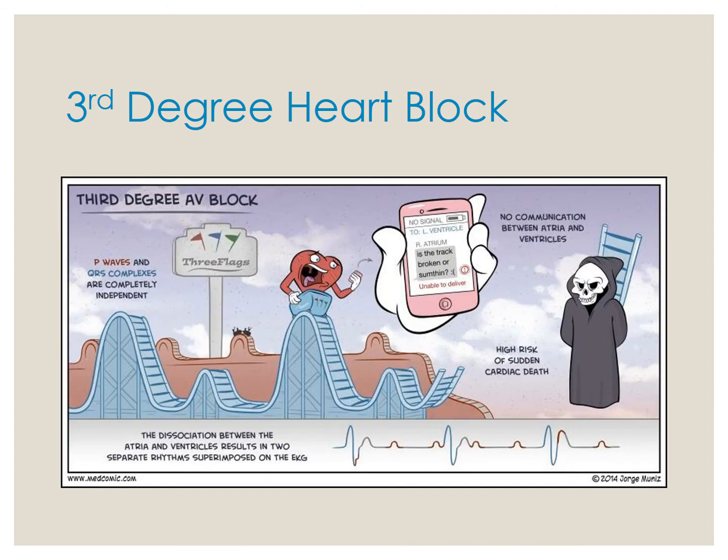There's one more. I thought this was kind of cute. So again, the P waves and QRS complexes are completely independent. The dissociation between the atria and ventricles results in 2 separate rhythms superimposed on the EKG. So if you look on the bottom here with the blue, you've got your QRS, and I actually have a little P wave down here on the bottom, and then a P wave, P wave. So if you march those P waves out, they all are regular as far as the distance apart, and so are your QRSs, but again, there is no relation between the atria and the ventricles.